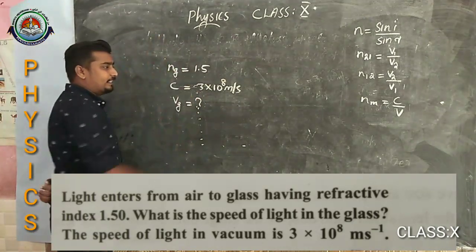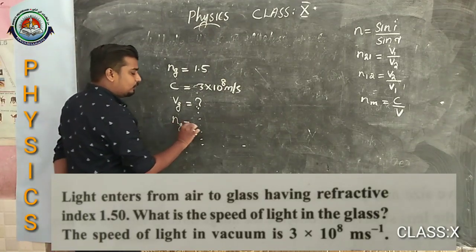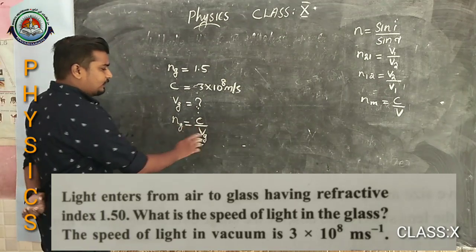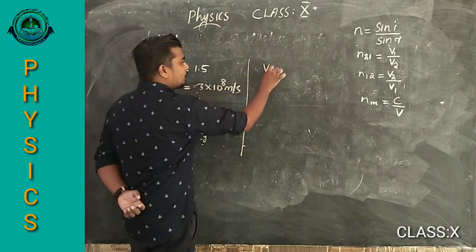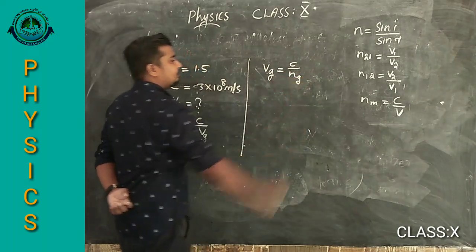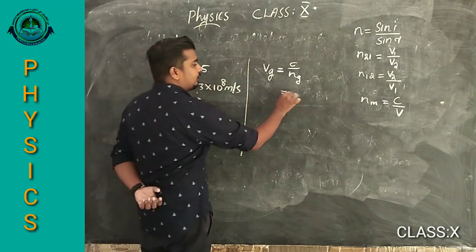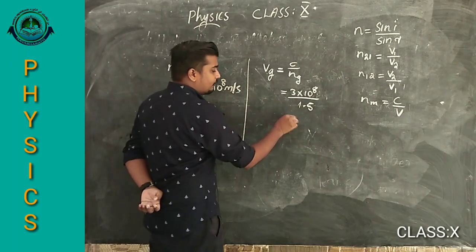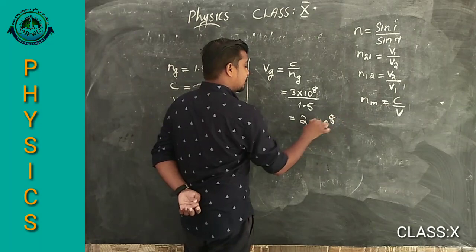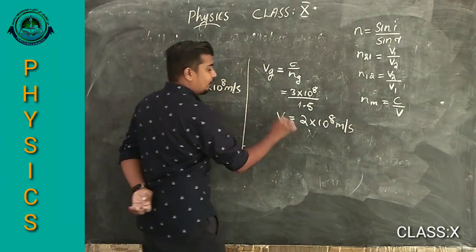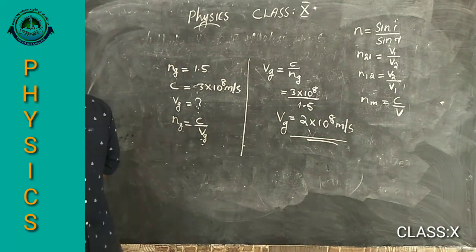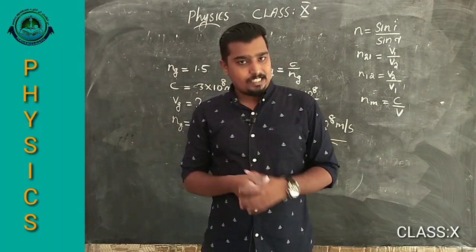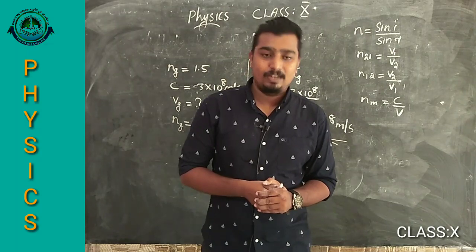What is the relation between these three terms? We have Ng equal to C by Vg. Vg means speed of light in glass. Okay, Ng equal to C by V. From this, what is Vg? Vg equal to C by Ng. Substituting the given values, 3 into 10 raised to 8 meter per second divided by 1.5. What is 3 by 1.5? 2 into 10 raised to 8 meter per second. This is the speed of light in glass. Okay, that's all. I hope you all understand these two problems and what is refractive index and absolute refractive index. Understand? Okay, thank you.